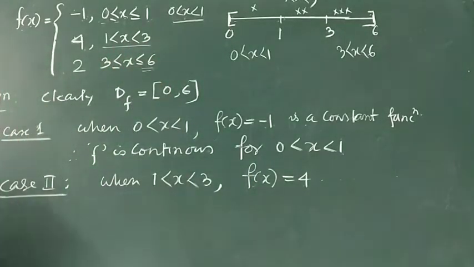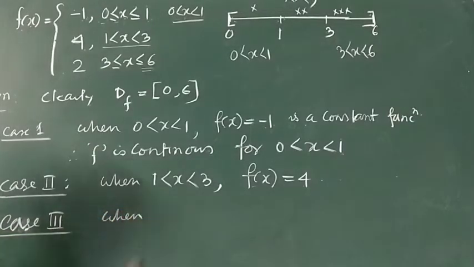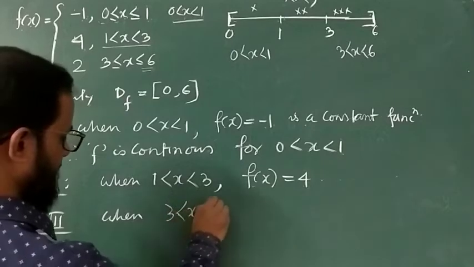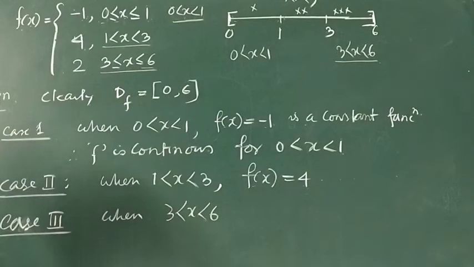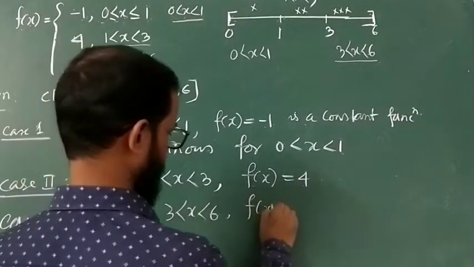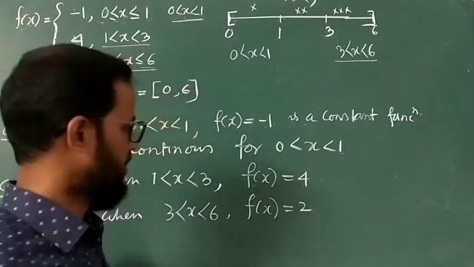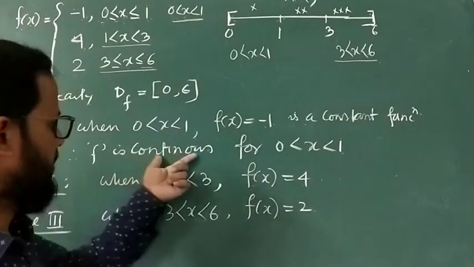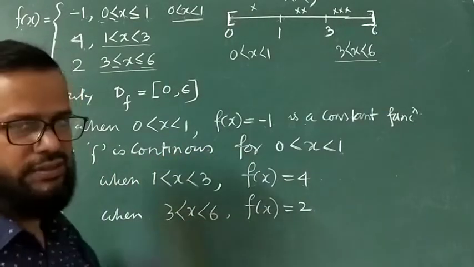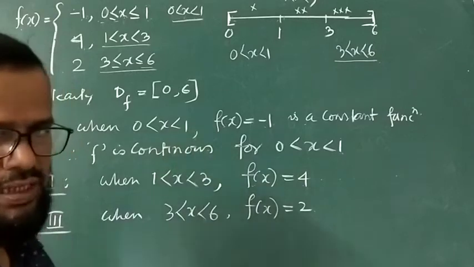Okay, you can write the same type. Now case 3: what is happening? When the last case, general case 3 less than x less than 6, this case is included here. Okay, and for this the functional value is equal to what? 2. f(x) is equal to 2. And this particular function is again a constant function, and hence f is continuous for 3 less than x less than 6. So the same pattern of language you have to write and express your answer.